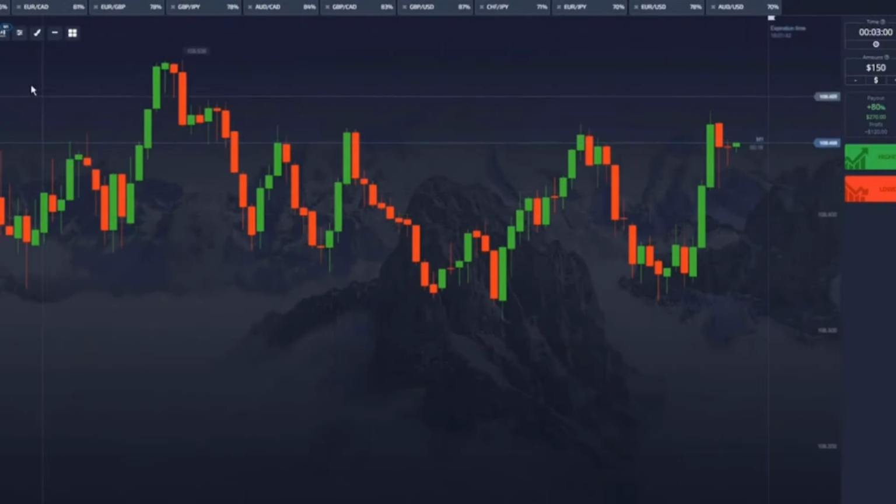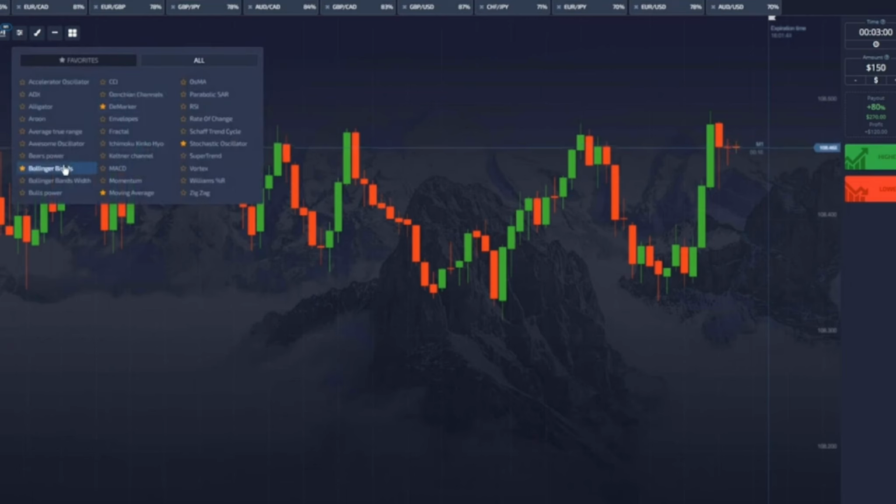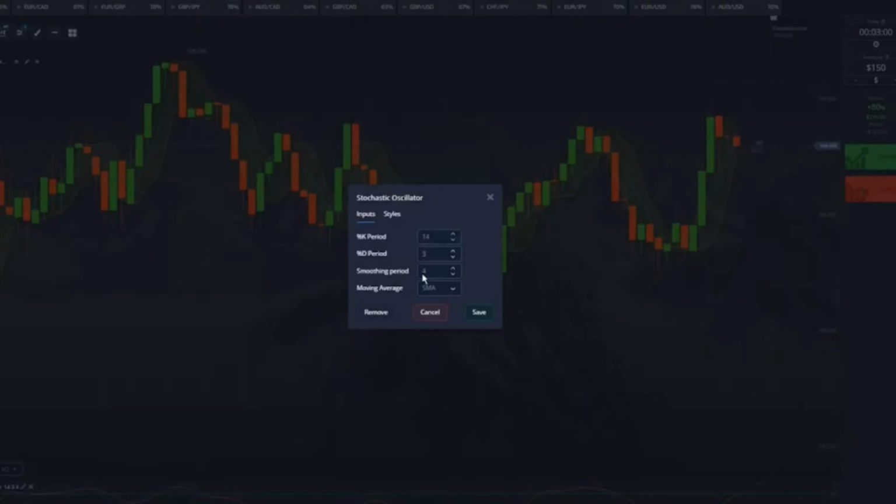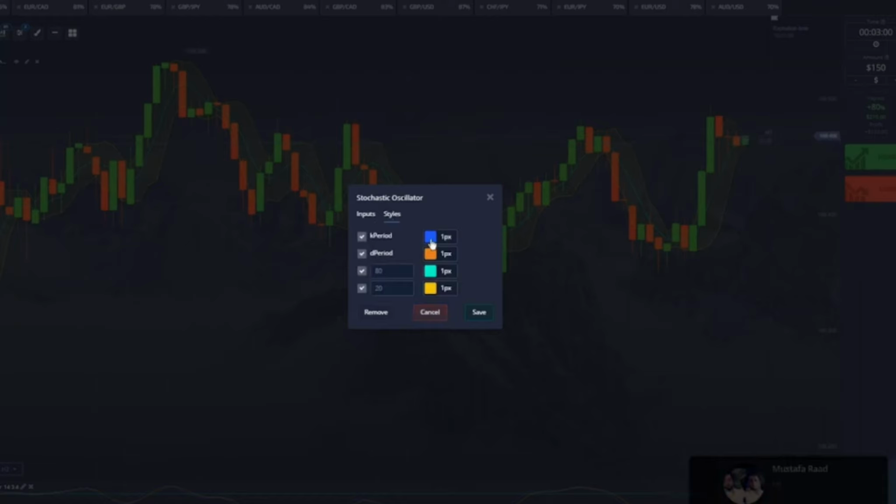Now let's set up the technical indicators on the candlestick charts. Add the Bollinger Bands and the Stochastic Oscillator with the following settings. Stochastic Oscillator Smoothing Period set to 4 and Stochastic Moving Average type WMA, then add line thickness.